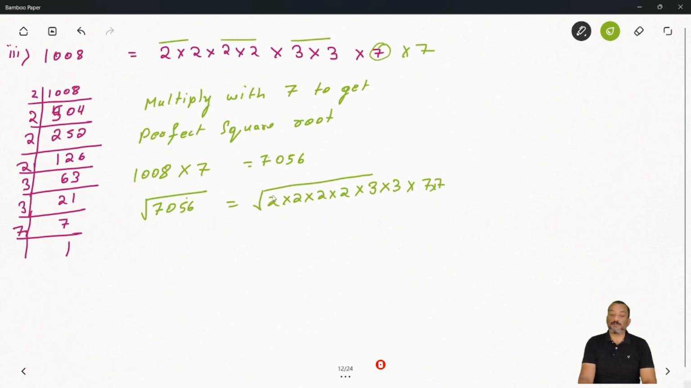Okay, so what are the numbers? All are in pairs. Now what numbers will come outside? So 2 times 2 and 3 times 7. So how much will you get? 2 times 2 is 4, 4 times 3 is 12, and 12 times 7, you will get 84. Okay, so the perfect square root is 84. Hope it's clear.